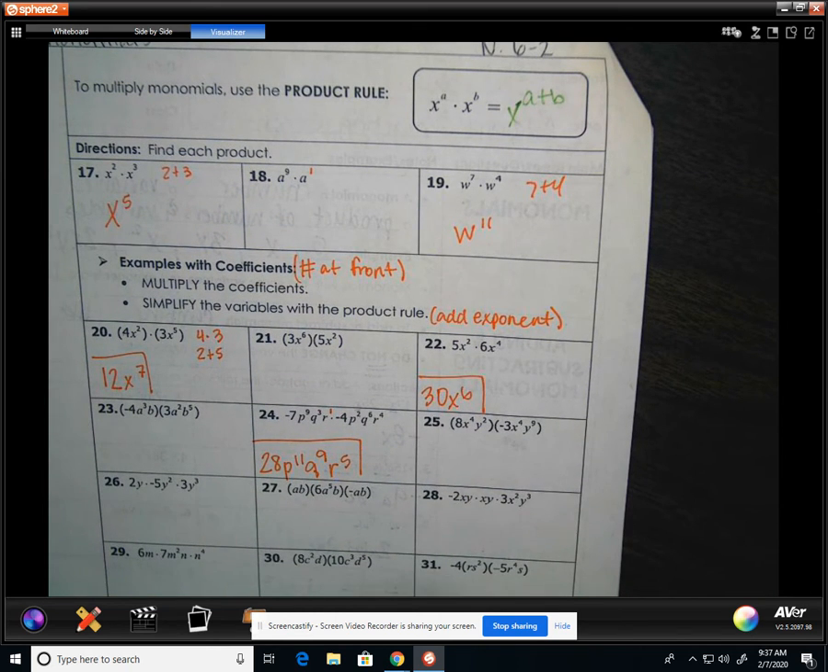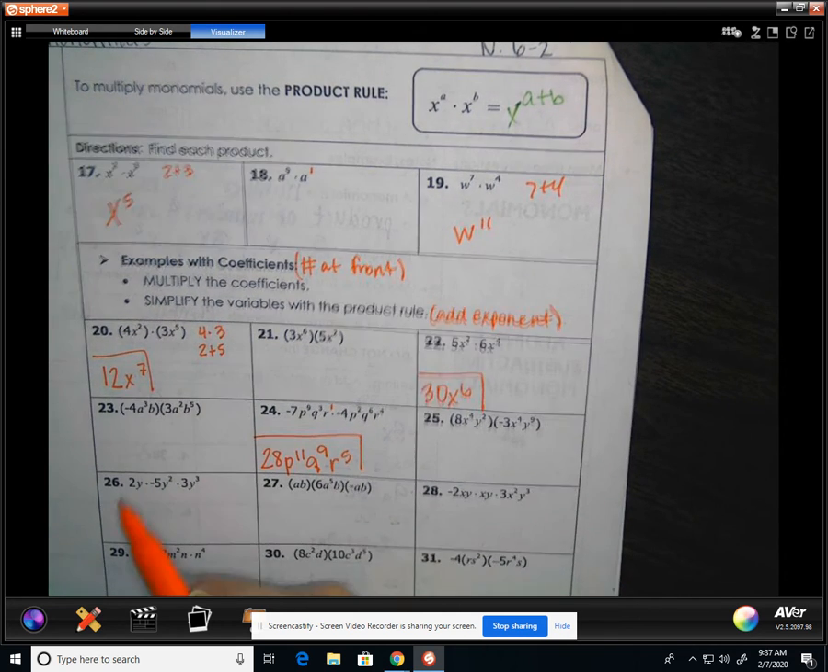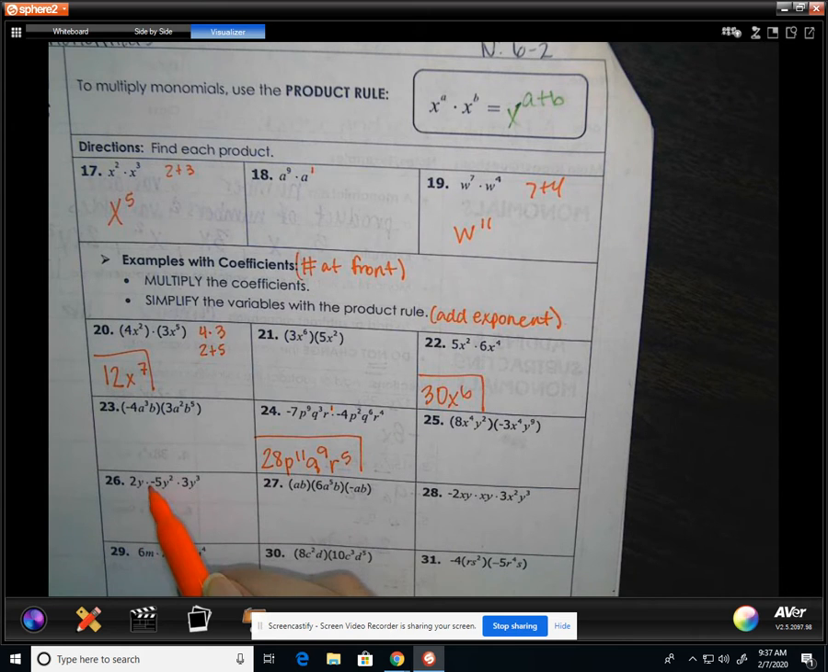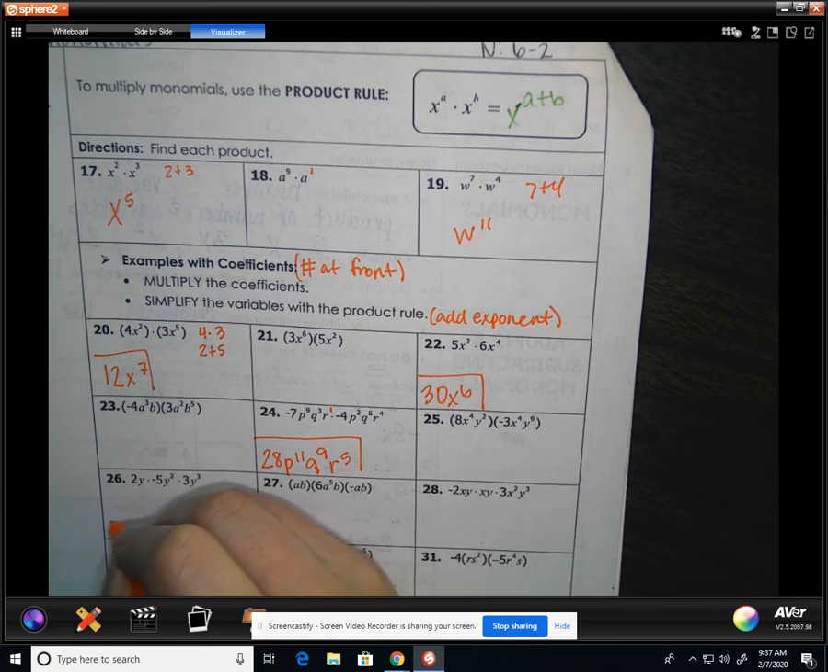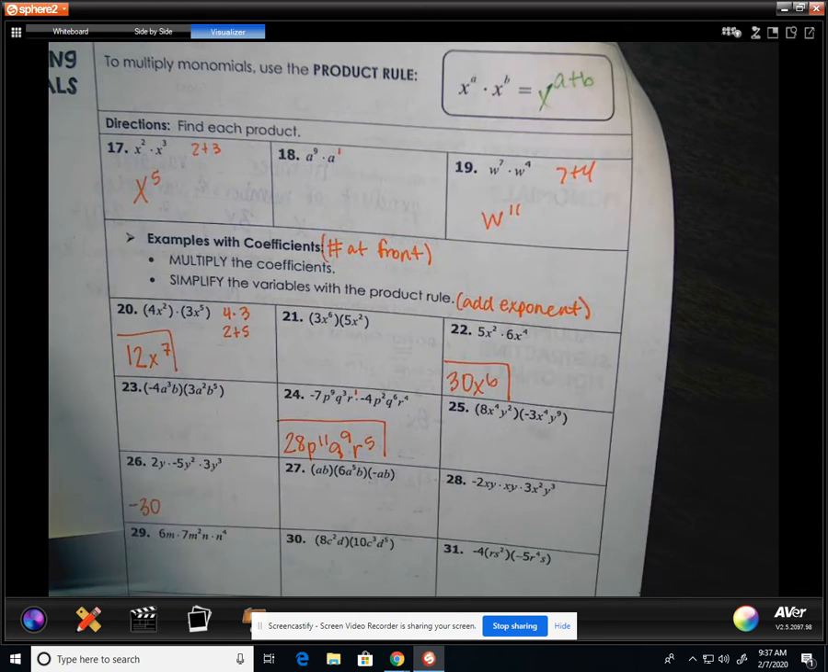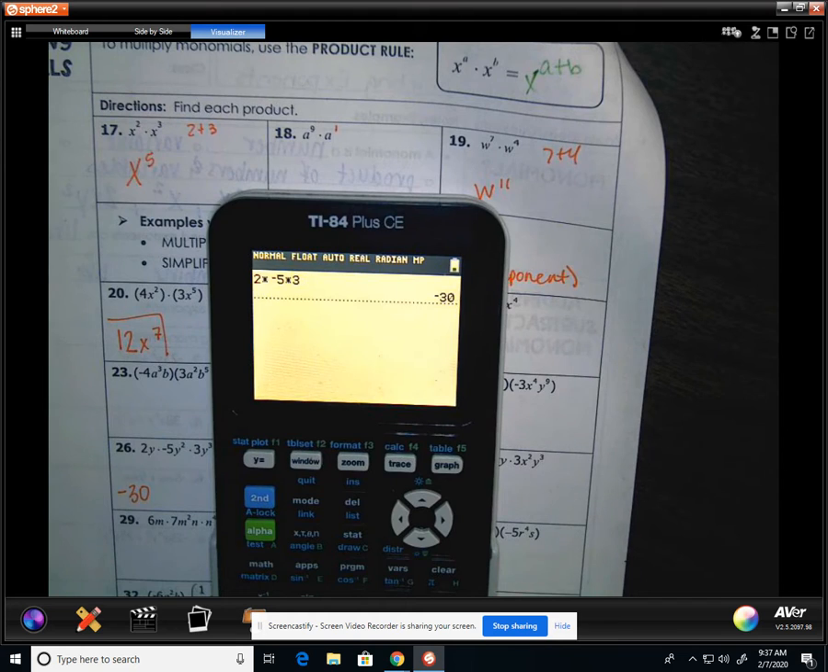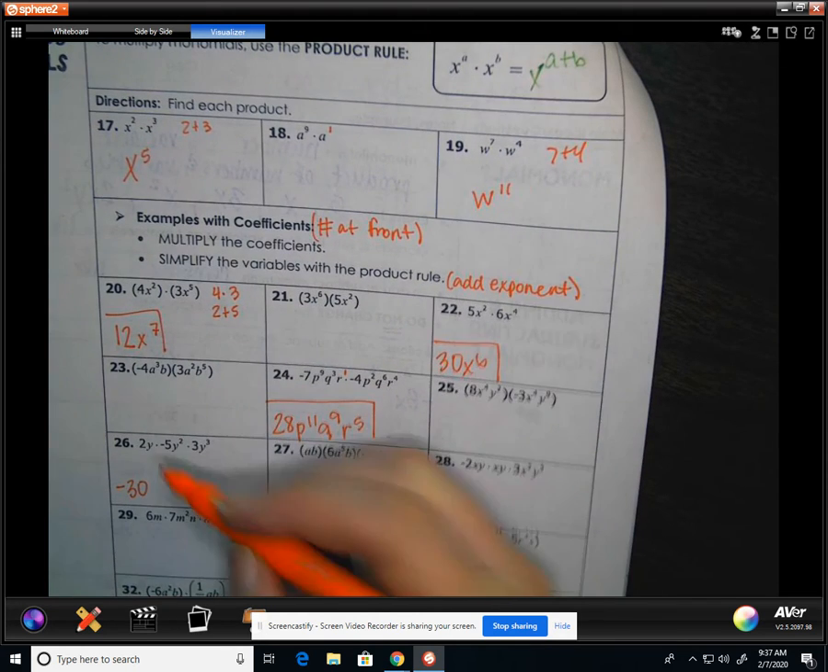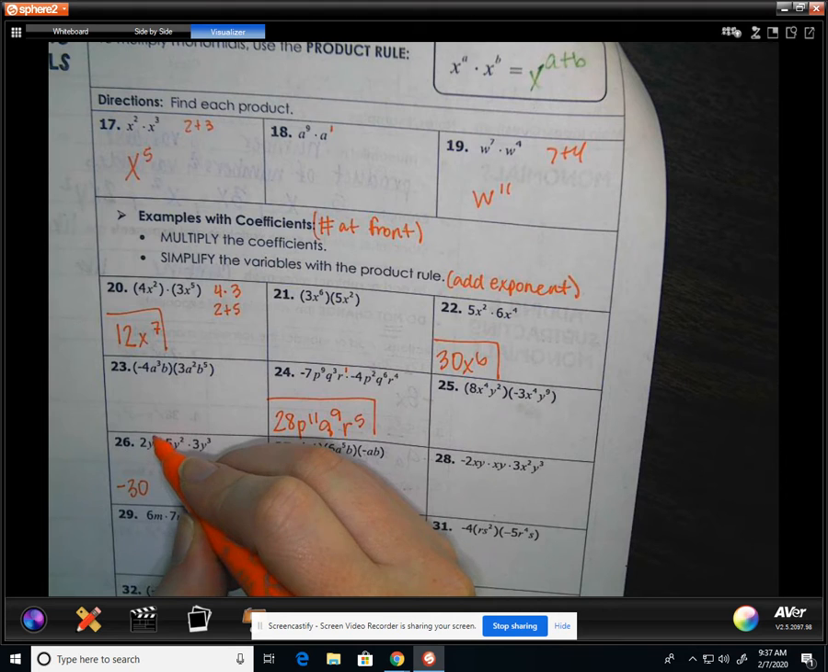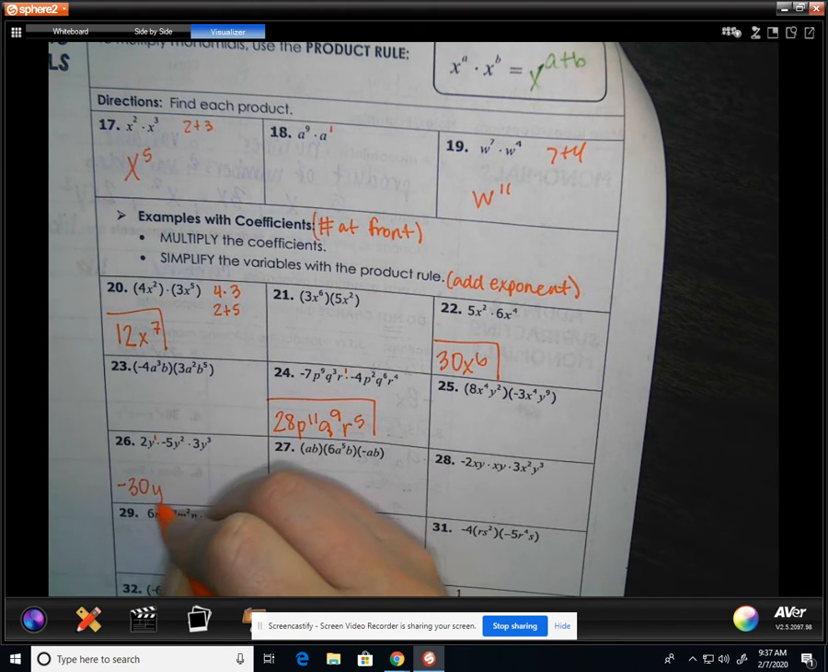Okay, for 26, we're going to do 2 times -5 times 3. Even though there's 3 pieces, you can do them all at the same time. So 2 times -5 is -10, and then -10 times 3 is -30. If you need to use your calculator, you could show it all at one time. So 2 times -5 times 3, -30. Okay, and now I add my letters. They're all Y's, so I'm going to do 1 plus 2 plus 3. 1 plus 2 plus 3 gives me 6.